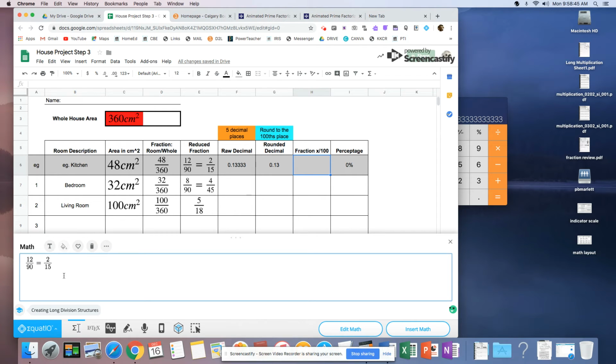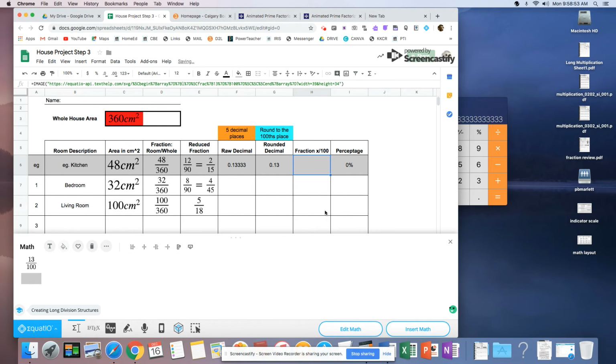Hold on here. Got to go to a different plan here. Okay, it's going to be 13 out of 100 because it's 13 hundredths. Like that. And my percentage is going to be 13%. We're done. Next one. So here I get bedroom, 32 centimeters squared.